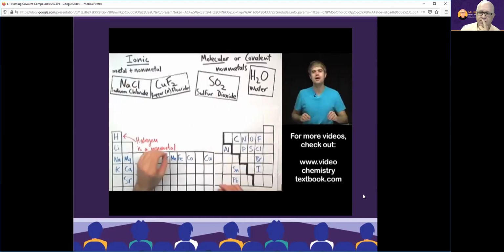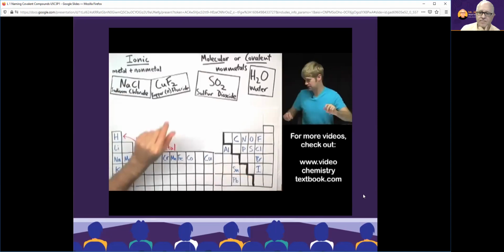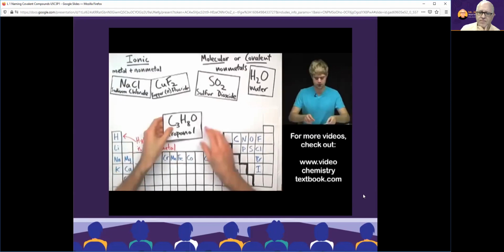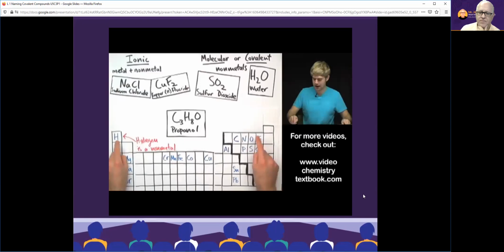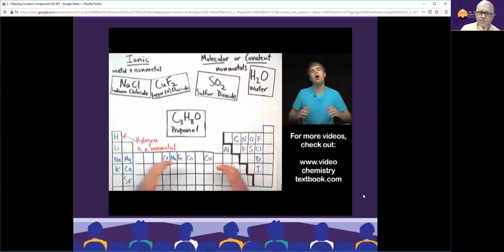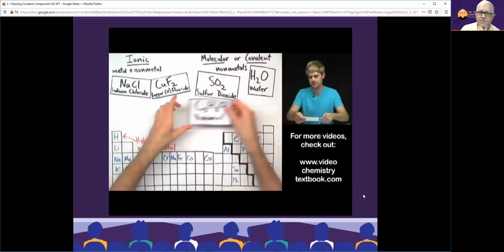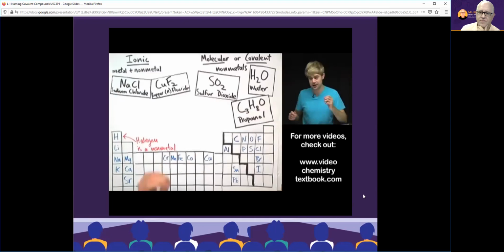Okay, let's look at a few trickier examples. So far, we've only looked at compounds that have 2 elements in them, but there are a lot of compounds out there that have more than 2 elements in them, okay? So propanol, for example, is made of carbon, hydrogen, and oxygen. All 3 of these are nonmetals, though, so this is still a molecular or covalent compound, even though it has a bunch of nonmetals. Okay, don't be confused by that.